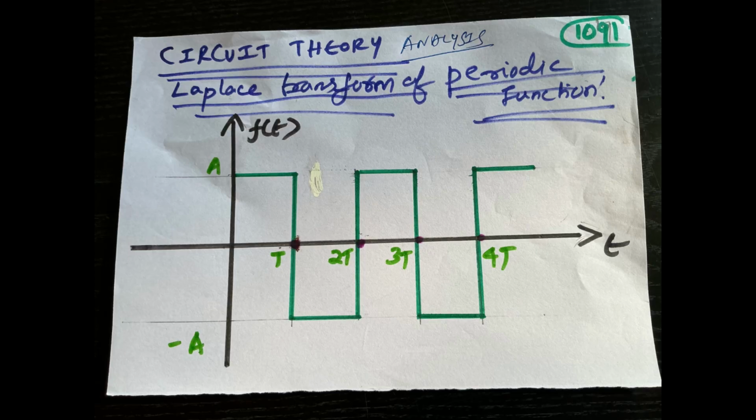Circuit analysis, Laplace transform of periodic functions. The graph of time versus function f of t is shown in the figure. A constant and minus a constant, a square wave is obtained between the time intervals T, 2T, 3T, 4T, as shown in the figure.